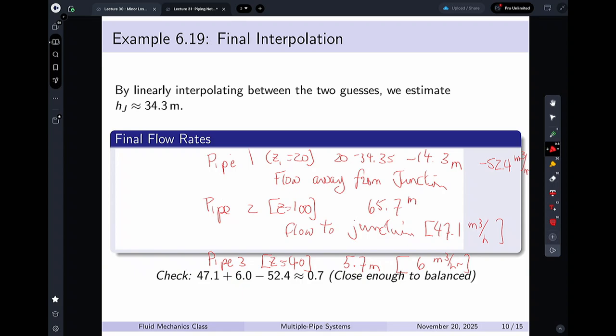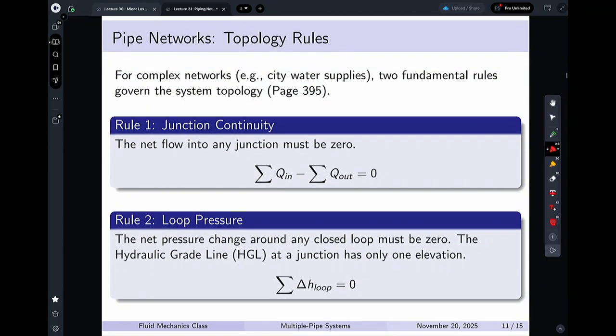If you want to be better, then you would do another iteration around 34.3, and then start adjusting a little bit up and down, and you'll see how much it changes. But you're going to get to the point where you're calculating to the 100th and 1000th place, and if you're dealing with reservoirs of water, it doesn't make a lot of sense.